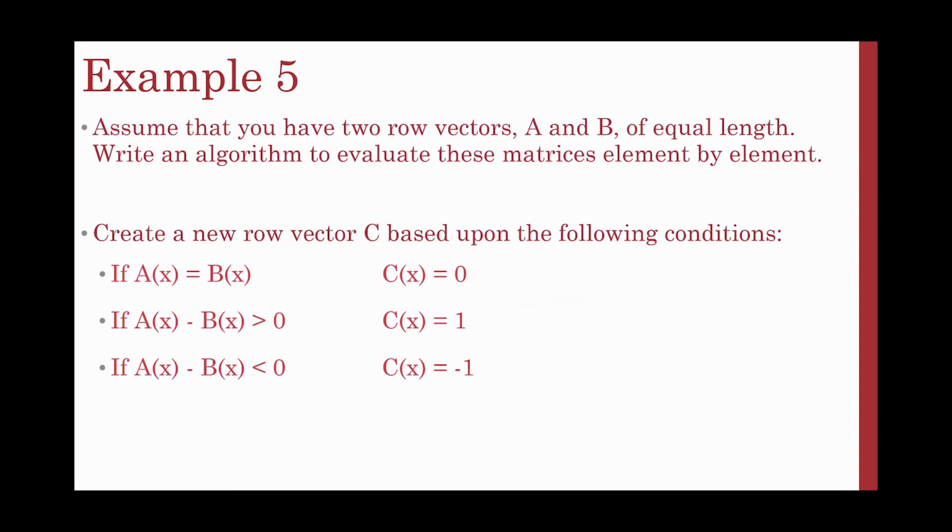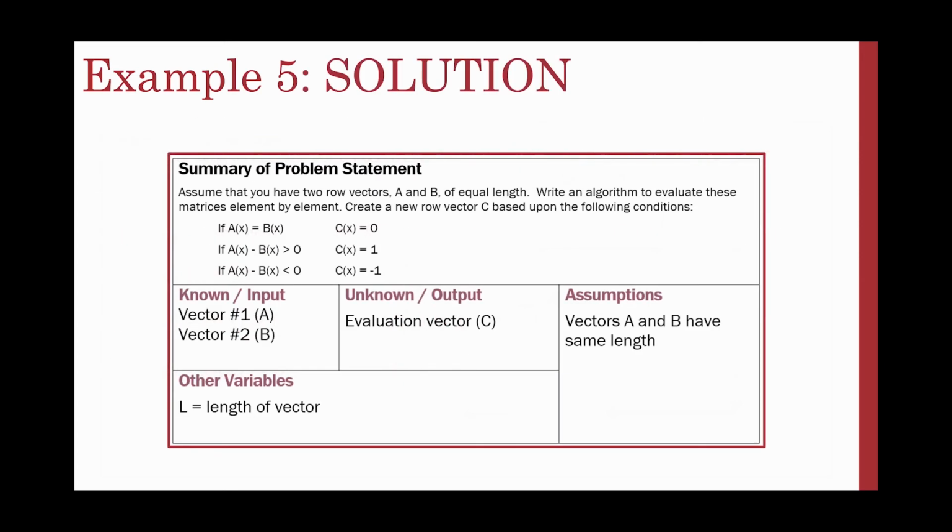So we want to assume that we have 2 row vectors, A and B. They're of equal length. We want to write an algorithm to evaluate these vectors element by element. So we want to create a new row vector C based upon the following conditions. So previously we really couldn't do this because the logical variables that we were creating didn't necessarily allow for multiple cases to occur. It also didn't look at every single element sometimes. They were trickier to use, but what we could do is create a loop to accomplish that.